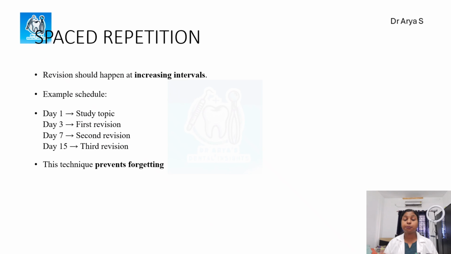Then next one is spaced repetition. Here the revision should happen at increasing intervals. So what is the example? On day 1, study one topic. On day 3, first revision to be done. On day 7, second revision to be done. And day 15, third revision. And this technique prevents forgetting things.